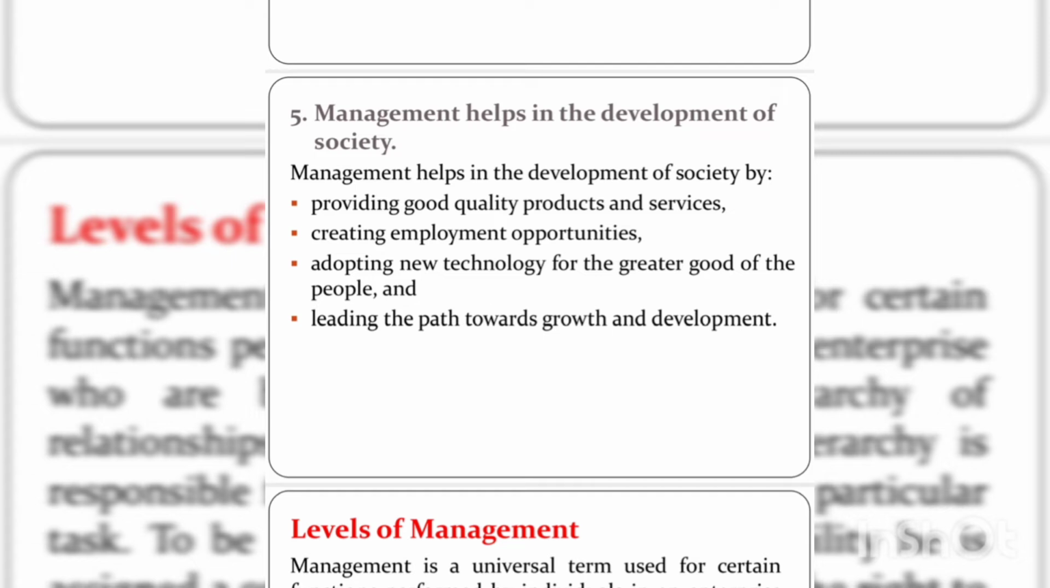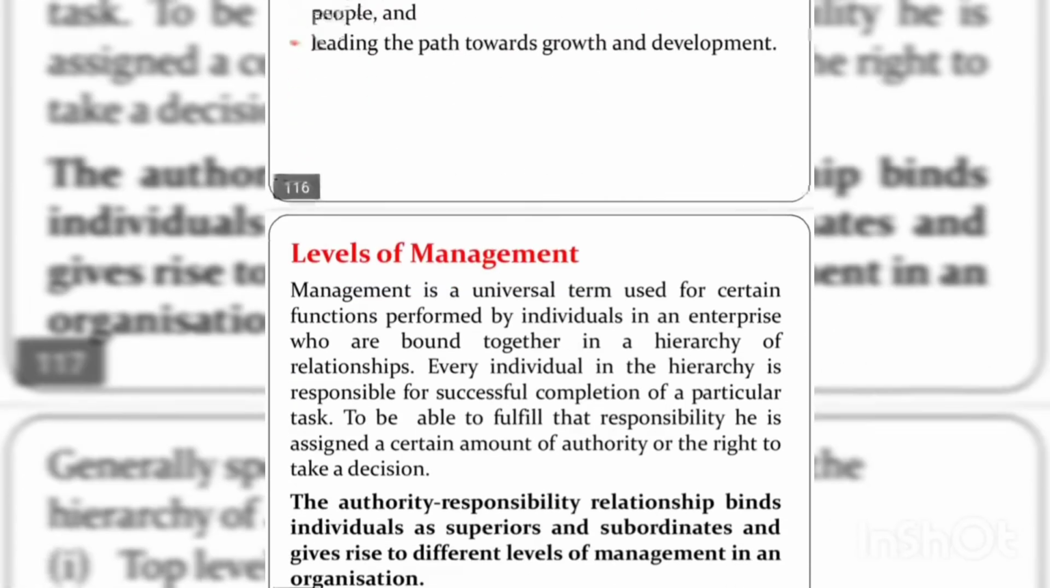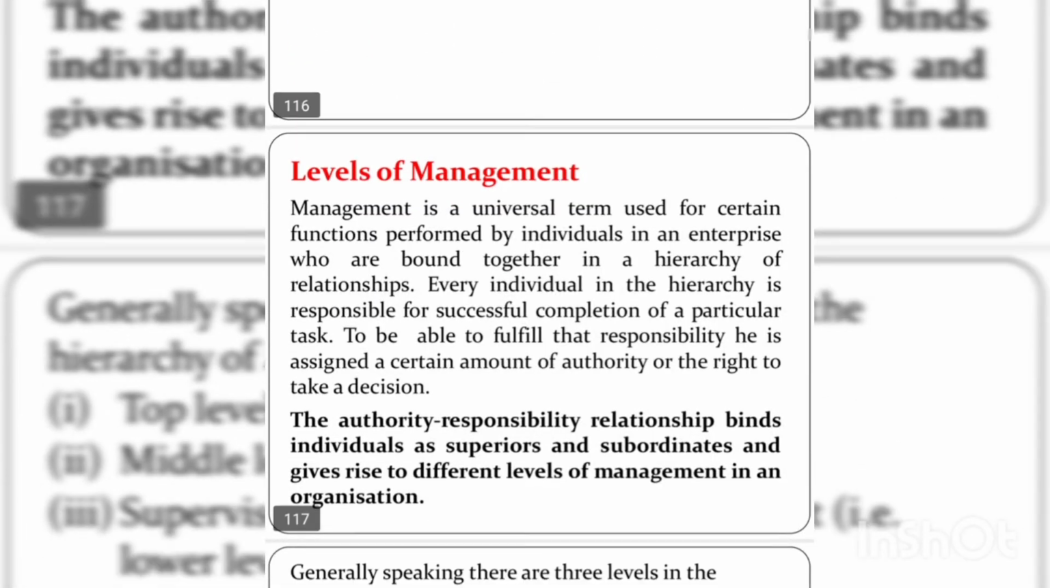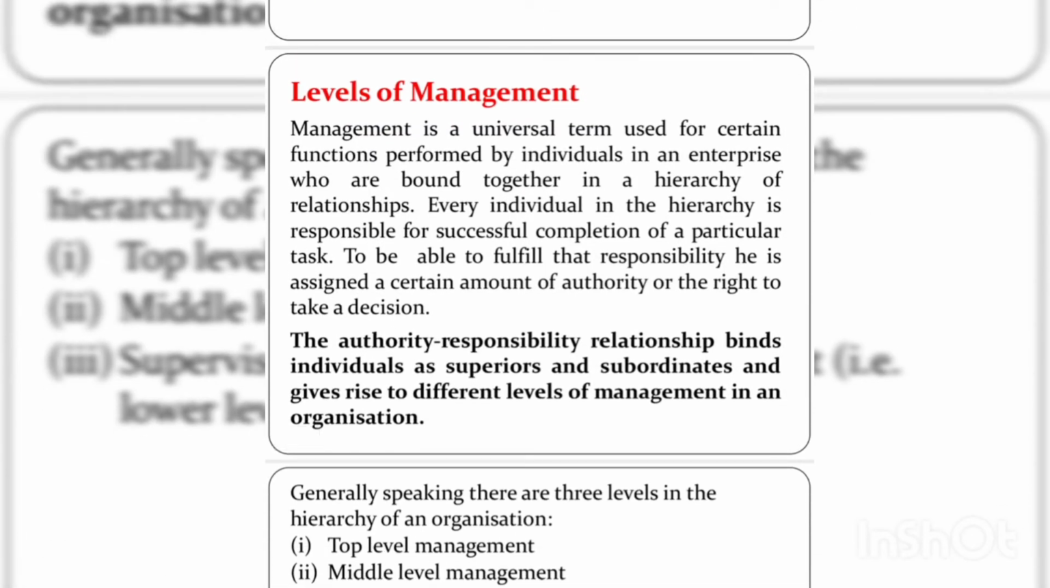Moving on to the last topic, levels of management. This topic is really very important. Generally, you get a question out of it. There are three levels of management. And when we talk about these three levels of management, they are top, middle, and lower level management. The other name of lower level management is operational or supervisory.